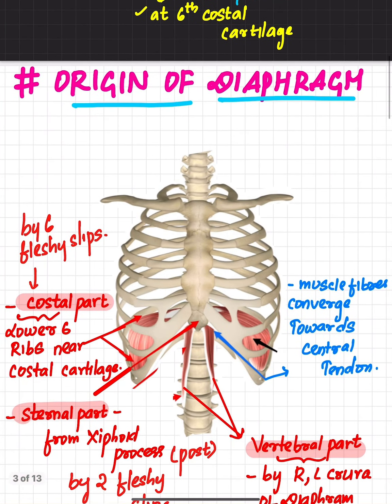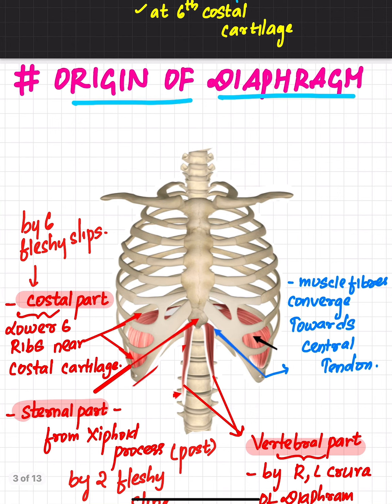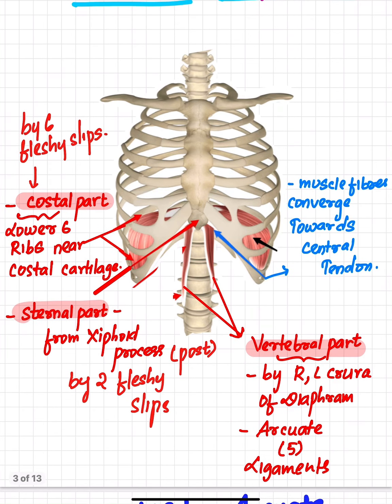Now coming to how this diaphragm originates. It originates from three parts: the sternal part, the costal part, and the vertebral part. Firstly, the sternal part arises as two fleshy slips from the posterior part of the xiphoid process. From the costal part, it arises by six fleshy slips from the lower six ribs near the costal cartilage, and the vertebral part arises from the right and left crura of the diaphragm and five arcuate ligaments.